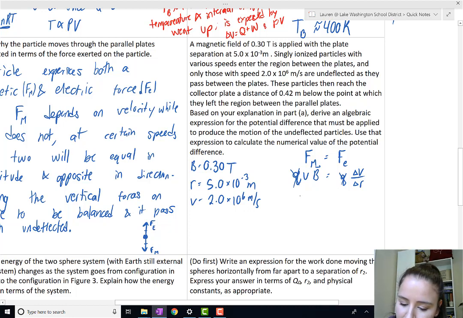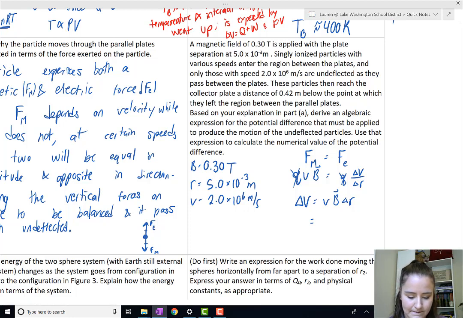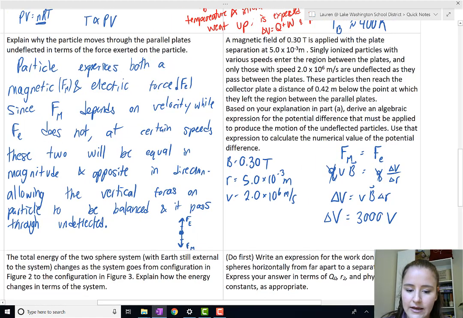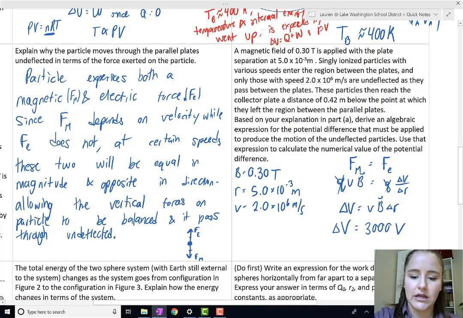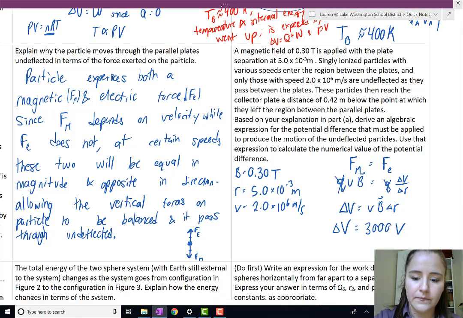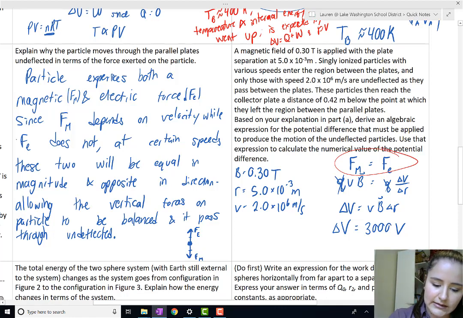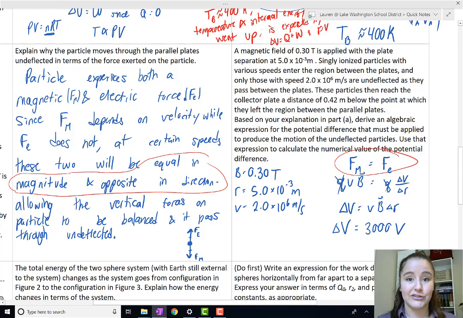We're solving for delta V, so if I reorganize, we get delta V equals the velocity times the magnetic field strength times the plate separation. So basically, multiply the three numbers that we have in our column together, and we get 3,000 volts. So that must be the potential difference between the plates. And basically, in this one, the translation was using the concept of the magnetic force equaling the electric, and that they will be equal in magnitude and opposite in direction. So that's where the translation part comes in here.